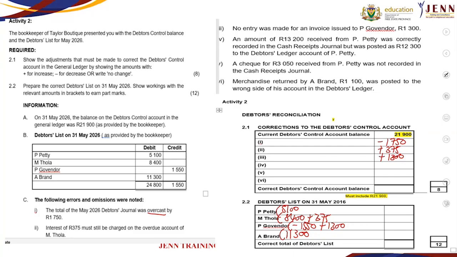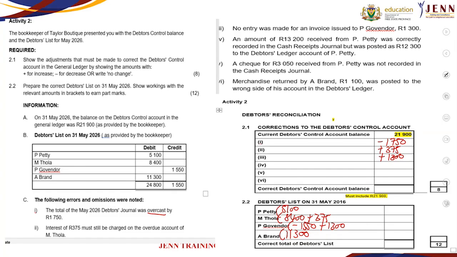Kgatelo pele, I see your hand. Siunelo, I see your hand, but we will start with Kgatelo pele. It is going to affect both, debtors control and debtors list. All right, Siunelo, you can go. It falls in debtors list only. Debtors list only. Siunelo says debtors list only.